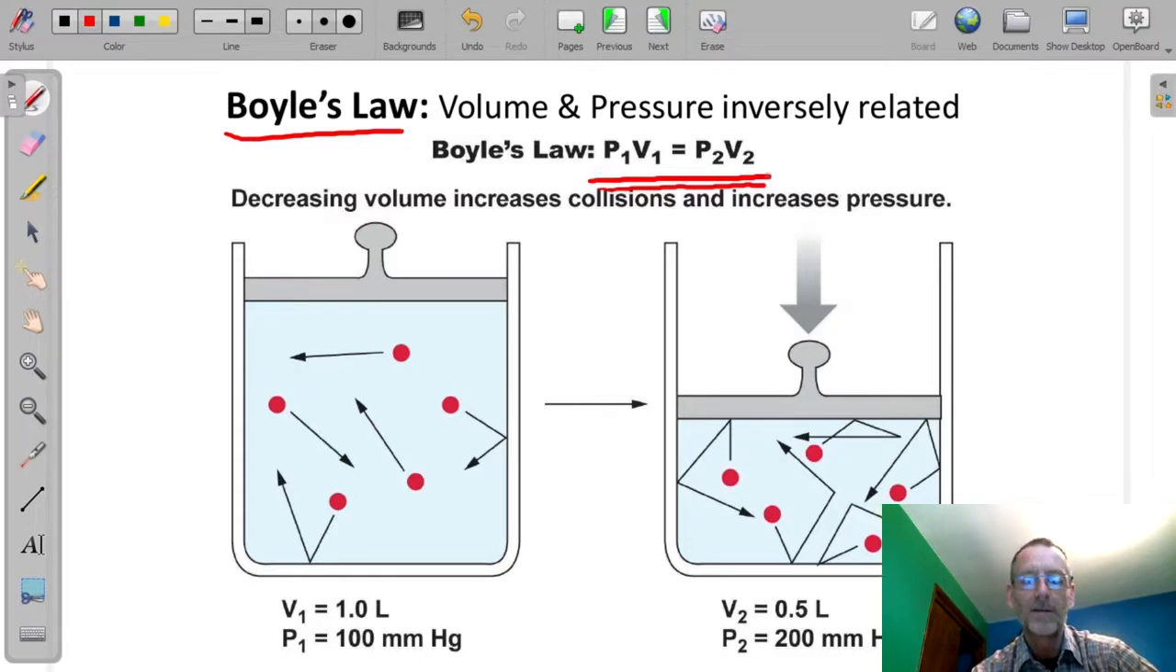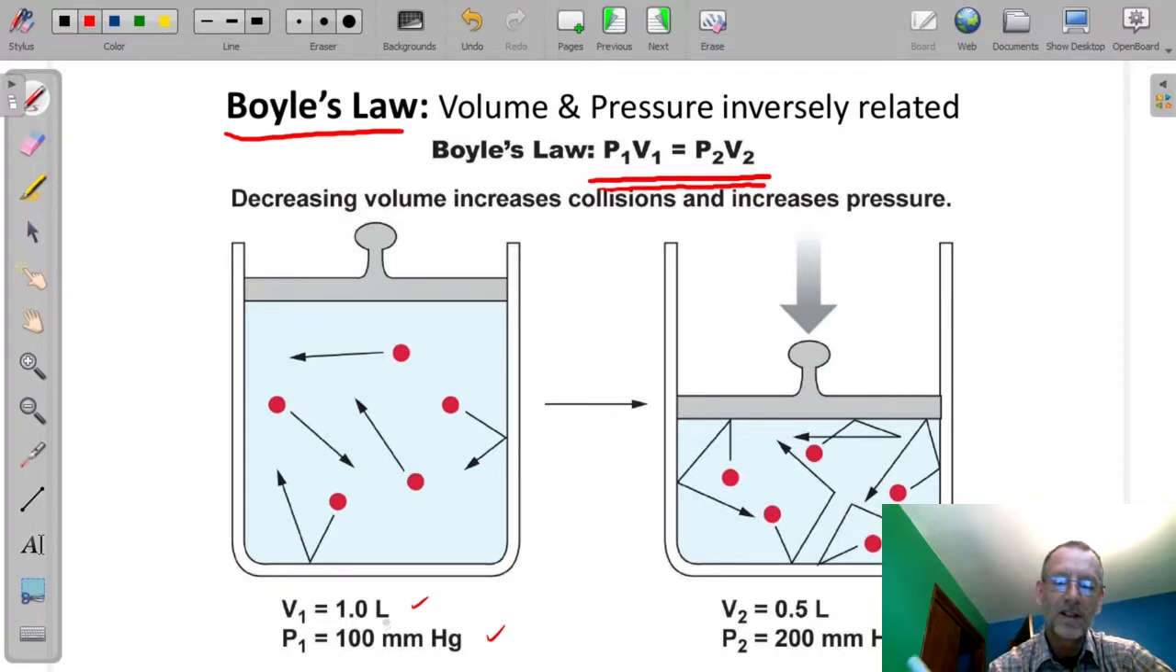They're inversely related. So the idea, shown on the left, is a volume of gas, and the red dots are gas molecules of whatever, oxygen or carbon dioxide, water vapor, anything that's a gas. And they've just arbitrarily given it some values to keep the numbers easy. Volume is 1 liter, and pressure is 100 millimeters of mercury.